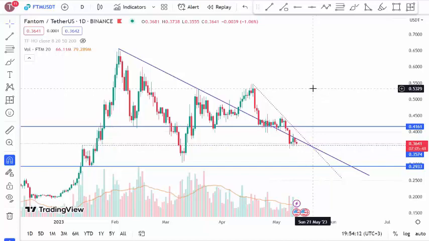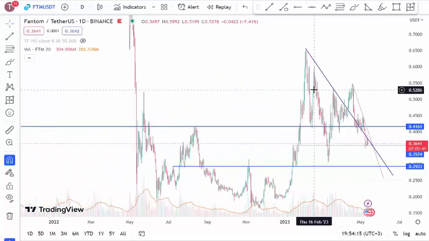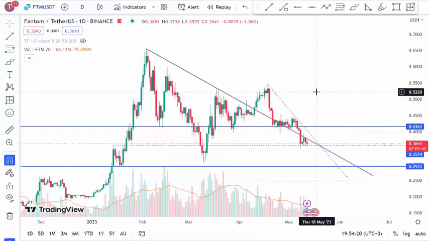These levels are important for us. We also see that in the past, there have been price increases up to these levels, so we can interpret them as important areas.